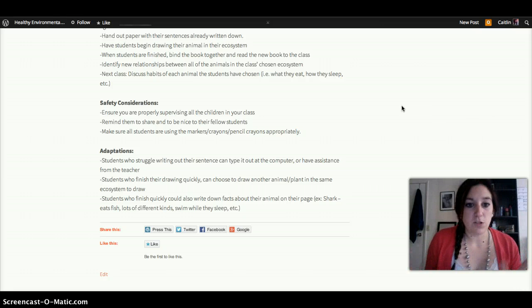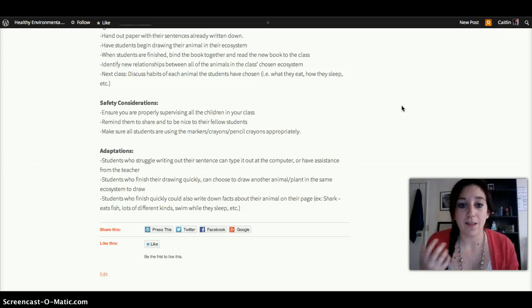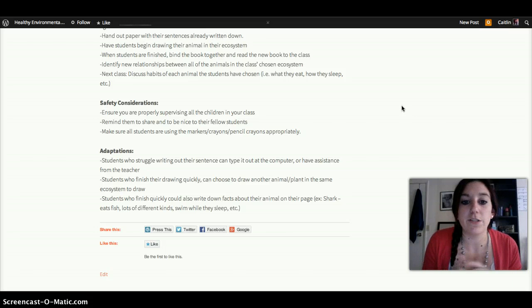And adaptations: students that struggle writing out their sentence can type it out at the computer or have assistance from the teacher. Students who finish their drawing quickly can choose to draw another animal or plant in the same ecosystem. Or students who finish quickly can also write down facts about their animal on their page. For example, sharks eat fish, and there are lots of different kinds of them, or they swim while they sleep, things like that.